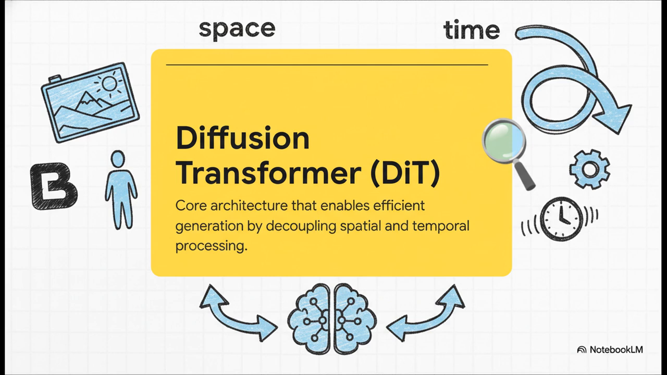So, what was the secret sauce here? Well, it was a really clever architecture called the Diffusion Transformer, or DiT for short. The easiest way to think about it is like this. It figured out how to separate the job of understanding space, like what's in the picture, from the job of understanding time, so how things move. By splitting those two tasks, the model could get amazing at both, all inside one neat system.